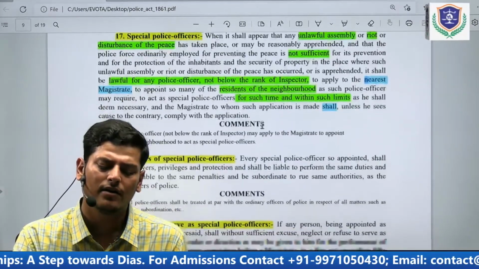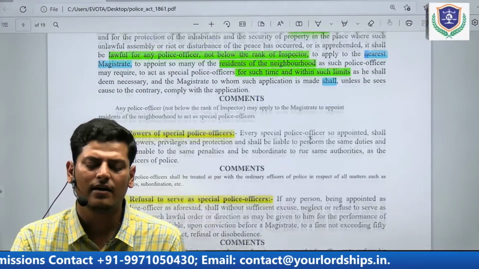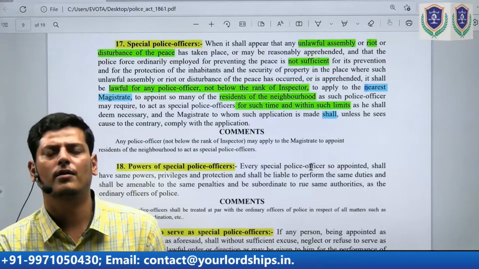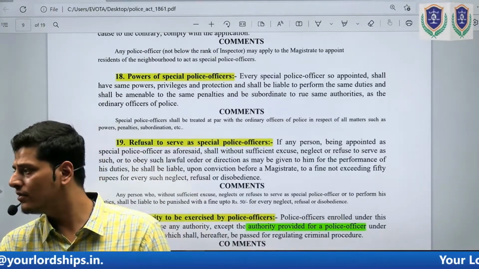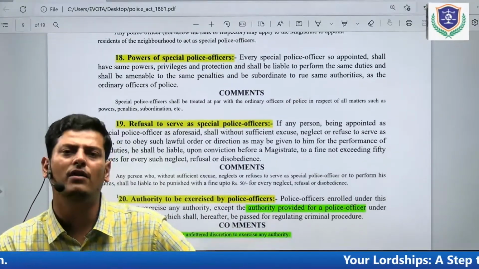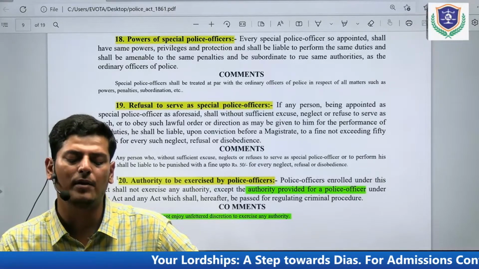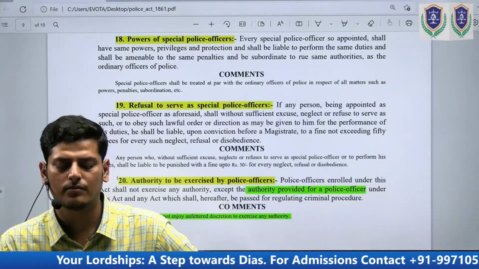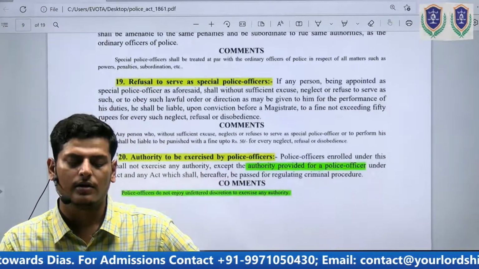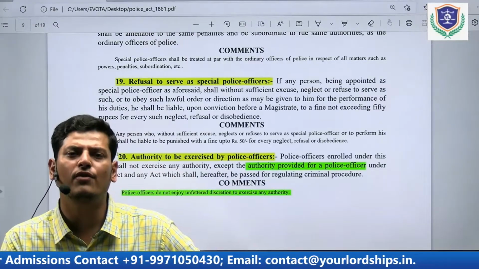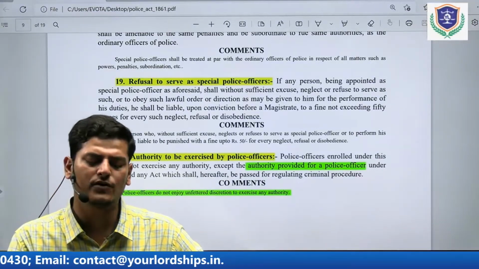So this has been given under section 17, employment of special police force in any area where there is unlawful assembly, riot, or disturbance of peace, or reasonable apprehension of it. Then powers, every special police officer so appointed shall have the same power, privileges, and protection as shall be liable to perform the same duties, shall be amenable to the same penalties, and subordinate to the same authorities as the ordinary officers of the police. Then, if you have been employed as a special police officer and you have refused to perform your duties, you have neglected to perform your duties, then the penal provision is given under section 19.